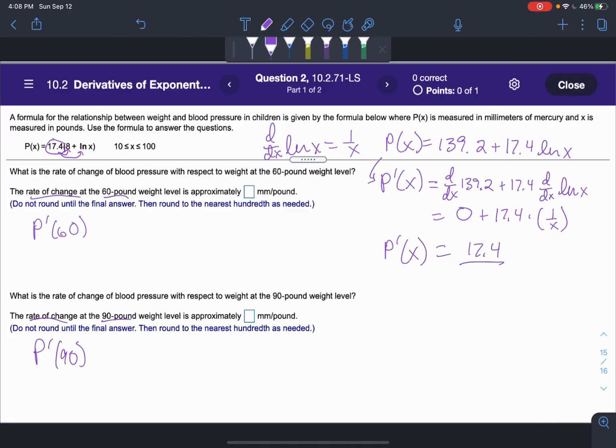And then the last two steps, I just have to plug in 60 and 90 and see what I get. So 17.4 over 60, I get 0.29 rounded to the nearest hundredth. And then for the second part, 17.4 over 90, and I get 0.19. Okay, so that concludes section 10.2, and we'll see you for the next one.